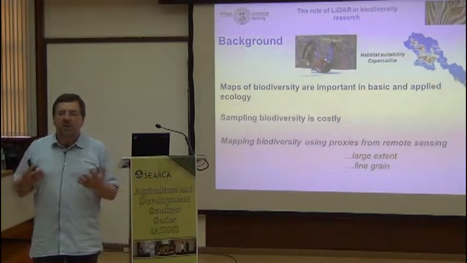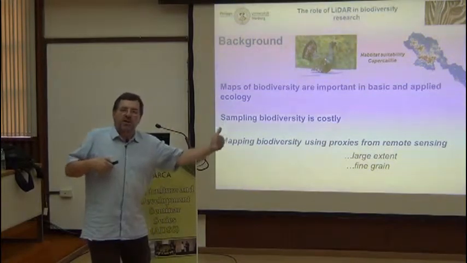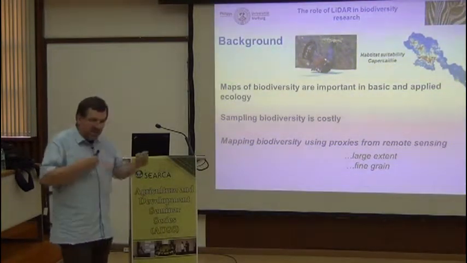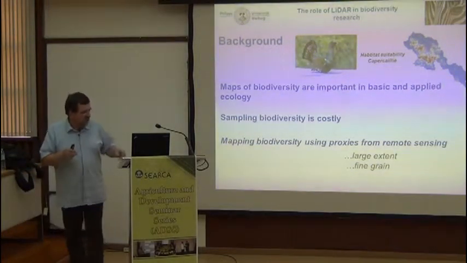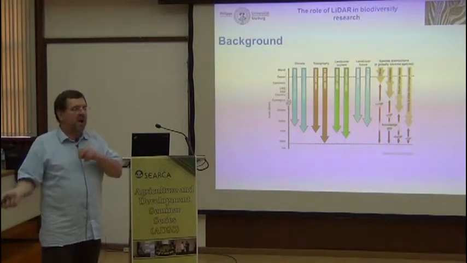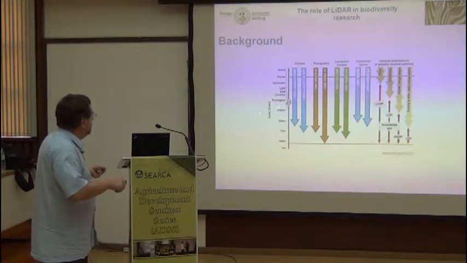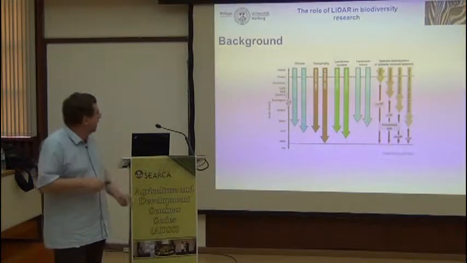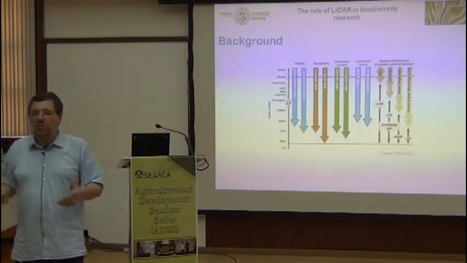Therefore, mapping of biodiversity using proxies from remote sensing would be an option to extrapolate from samples to a larger extent. And the point is, remote sensing provides data over a large extent and a considerably fine grain. I mean, the resolution is very, very small. And this is also one further problem when combining biodiversity with remote sensing. This gives you here the resolution. It's called the grain of the data. The resolution of data you can get from remote sensing is sometimes 1 kilometer, 100 meters, and when you use modern systems, you can go even below 1 meter.